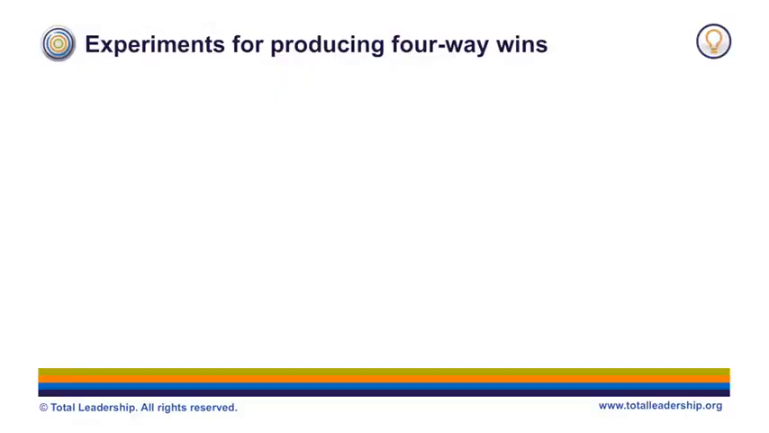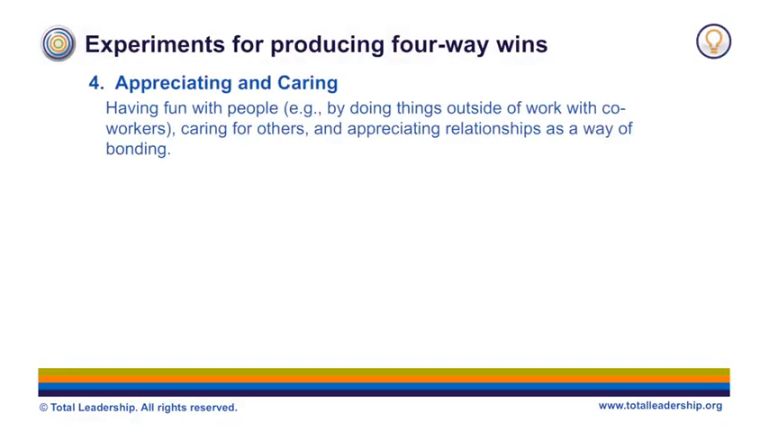The fourth type of experiment is appreciating and caring. These experiments involve having fun with people, caring for others, and appreciating relationships in some new way. One student, for example, decided to organize social events with some of her coworkers to build morale and to work better as a team. And with benefits, too, for how she then felt about herself, as well as in her relationships with her family and her friends.